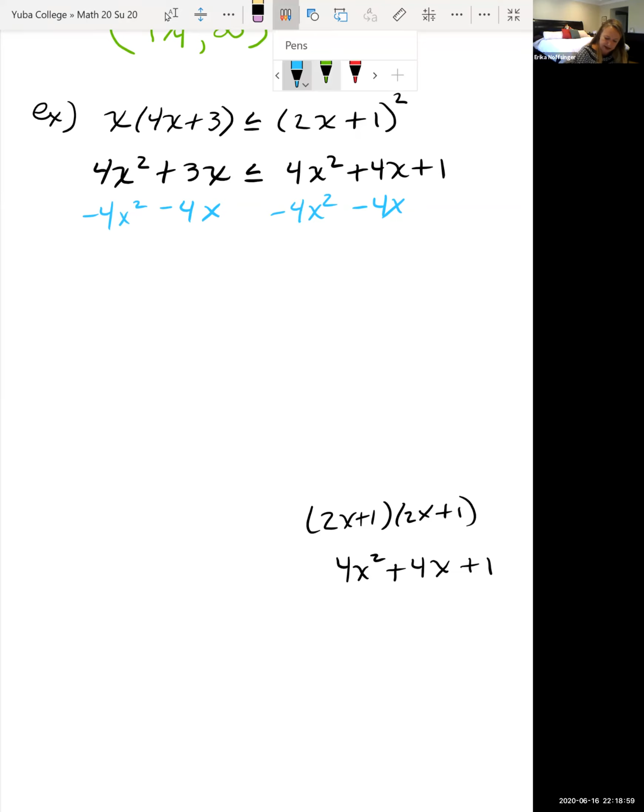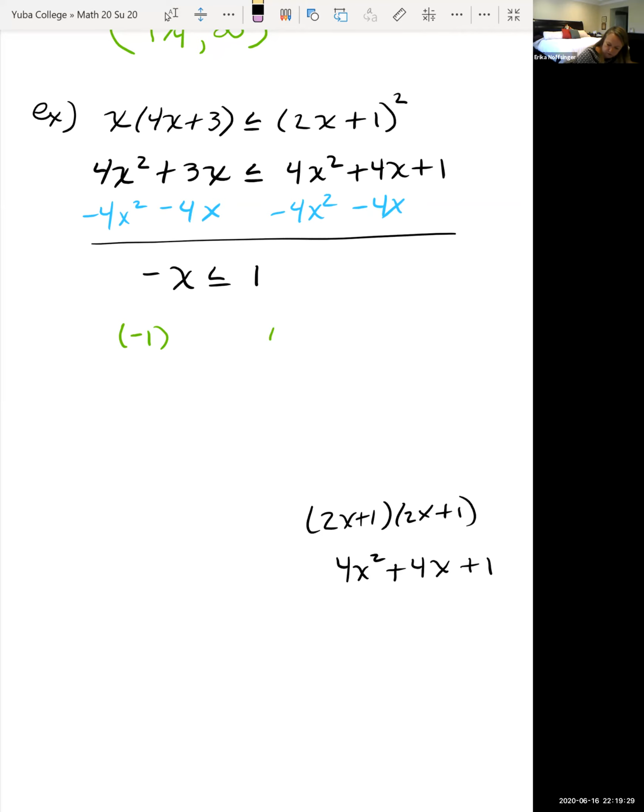And so doing that, I get 4x squared minus 4x squared, that canceled. 3x minus 4x gives me negative 1x, less than or equal to, well, my 4x squareds cancel, my 4x's cancel, and I get 1. And so this is where I have to be careful because I want that positive 1x. And in order to do that, multiplying both sides by a negative 1 changes this to a greater than or equal to sign.